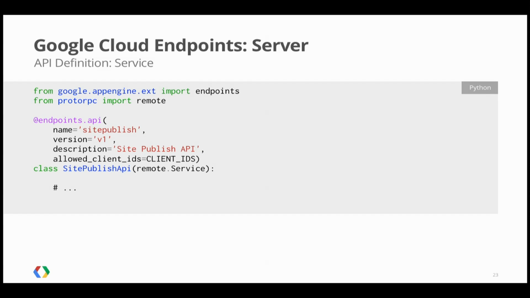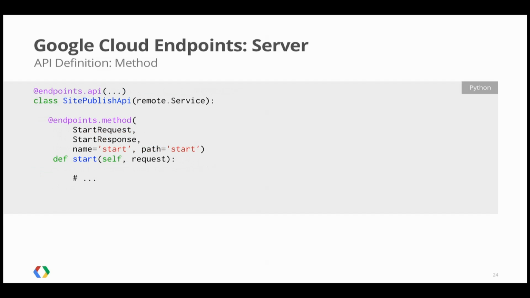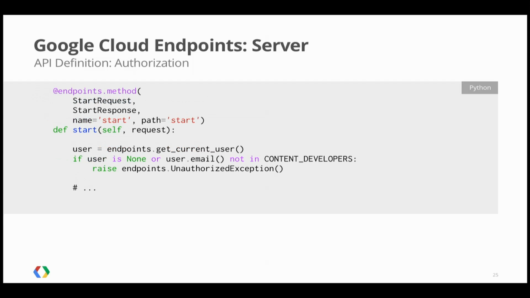So here's the service. Again, I won't go into too much detail, but you can see a service is just a class. It extends the service class. We have a decorator that adds some information about it. We'll talk about client IDs in a moment. The service class has methods that just represent the methods of the service. So here's how you do the start method of our service. Again, we've got a decorator describing the request and response data structures. And then the method implementation just gets a request object, builds a response object, and returns it.